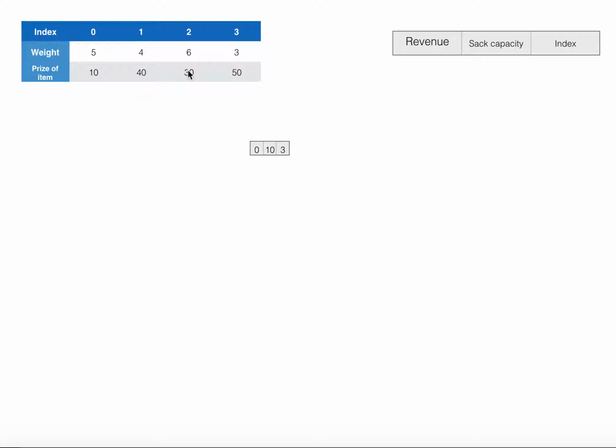So this is the same table we discussed in the previous slide. Let's talk about what this node is. The first cell talks about revenue: if I pick an item, what will be my revenue? The second cell is the sack capacity, the sack the thief was carrying to put the items into. The third one is the item index. Initially the thief is at item 3 and asks, am I going to pick this or not? The left side is picking the item, and the right side is not picking it. He is going to explore all the possibilities and choose the maximum one.